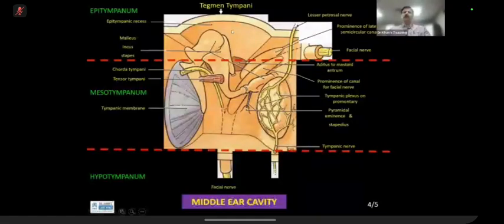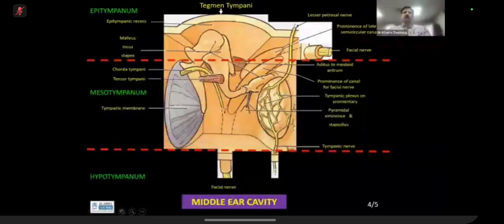superior to that, and the lateral semicircular canal will also be at times at the same level. Superior to that will be the epitympanum. This is the mesotympanum, also known as the middle ear cavity proper. And this is known as hypotympanum. Hypotympanum is nothing. It is just empty, just a trough in the floor, nothing more than that. So don't worry about it. Just remember that below the hypotympanum will be the jugular foramen.